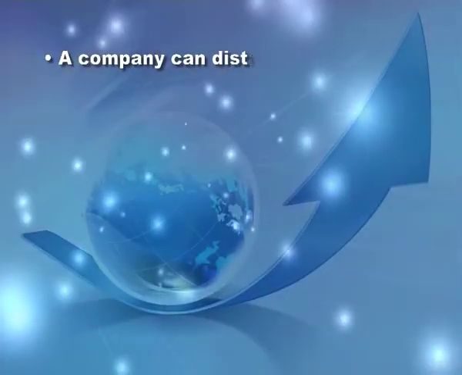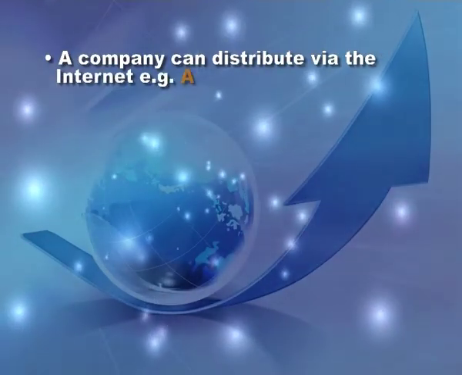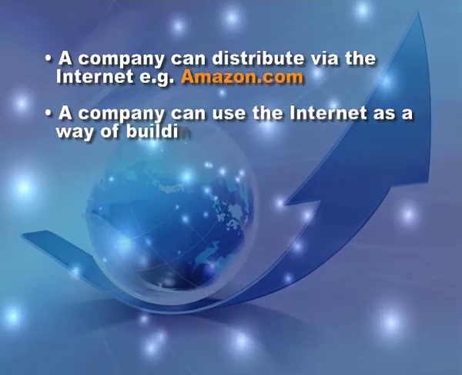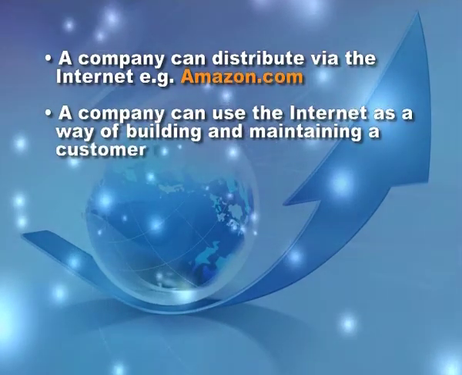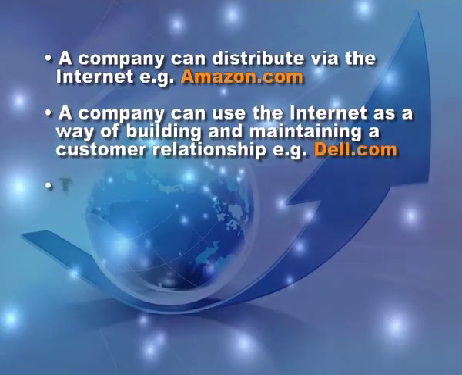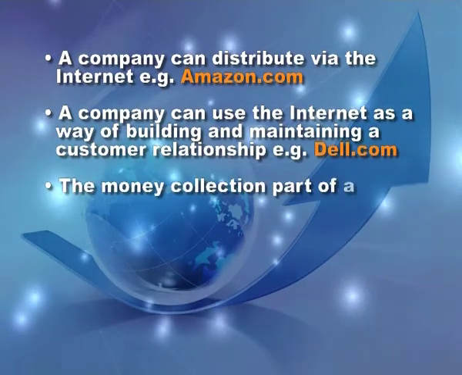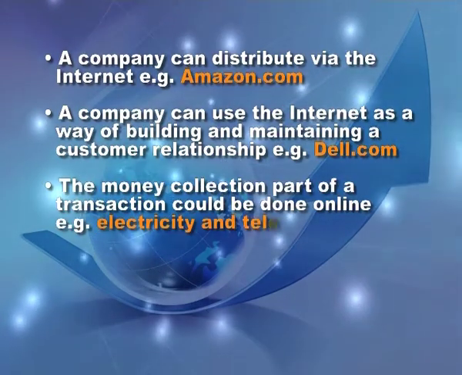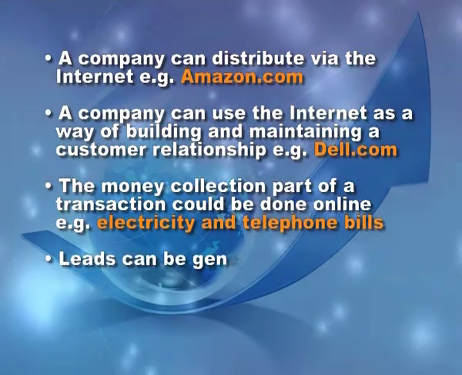The digital marketing tools. The internet has a number of tools to offer to the marketer. A company can distribute via the internet, for example Amazon.com. A company can use the internet as a way of building and maintaining a customer relationship, for example Dell.com. The money collection part of a transaction could be done online, for example electricity and telephone bills.